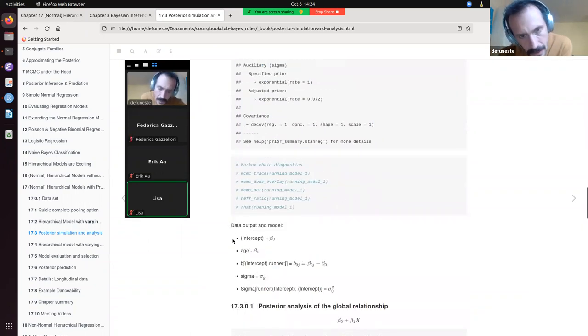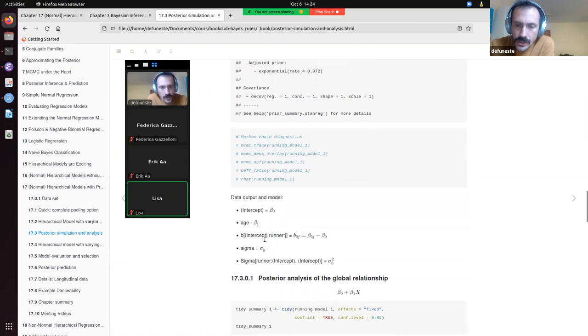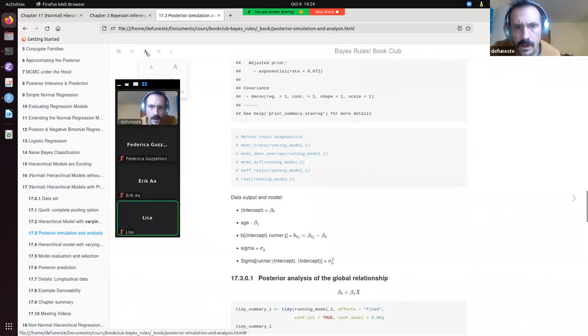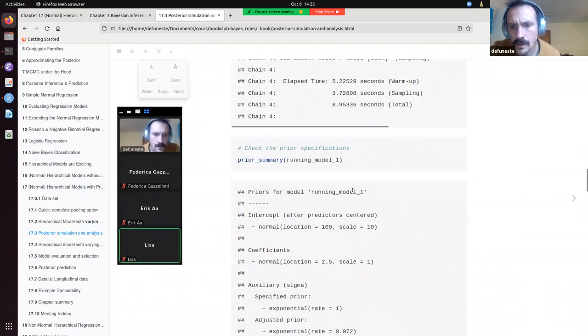You can feel free to do the MCMC check. I haven't done it here. It's quite a huge chapter. You have to take into account that the data output of the function is a bit different. It has a column that's intercept, which in our model is beta 0. The age coefficient is beta 1. Yes, it's intuitive. Now the b intercept runner semicolon J corresponds to b 0 J, which in our model is like, maybe it's better if I put it bigger now?